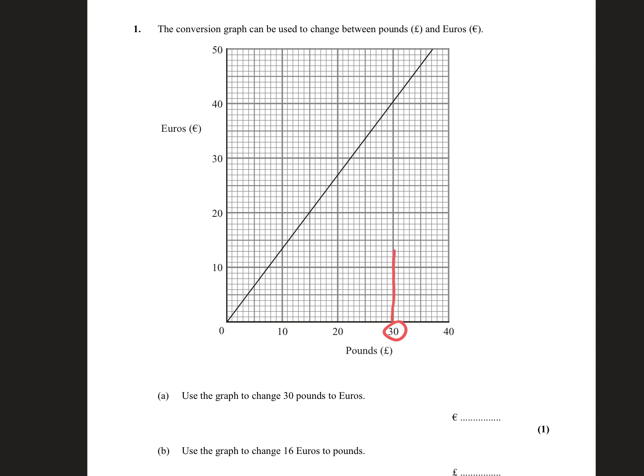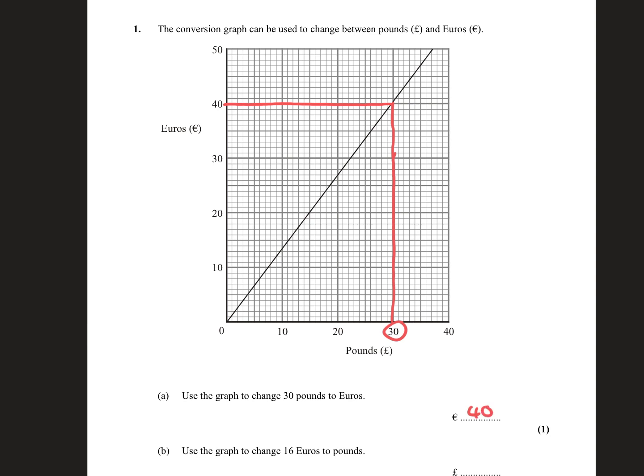And again, if you've got a ruler, use a ruler, so that you get this straight and you don't do a wobble like I just have. So there it is, 30 pounds, and then we're going to go across from our line on our graph, and that works out at 40 euros.